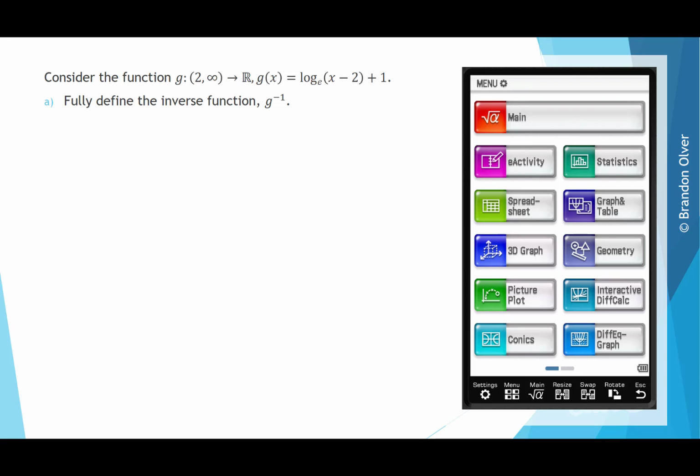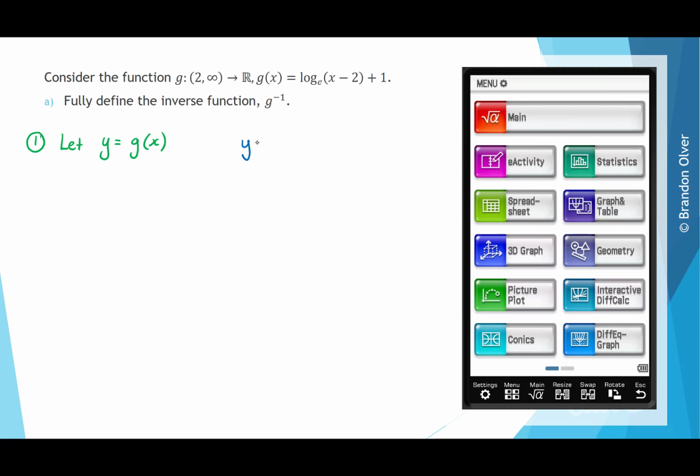Consider the function g, which has a domain of 2 to infinity mapping to the real number system, for the rule g of x equals log e of x minus 2 plus 1. For part A, we want to fully define the inverse function. So the first step to finding the inverse is to let y equal the function g of x.